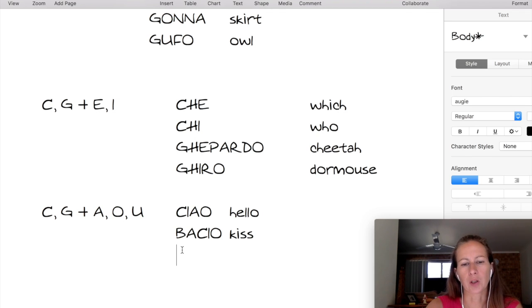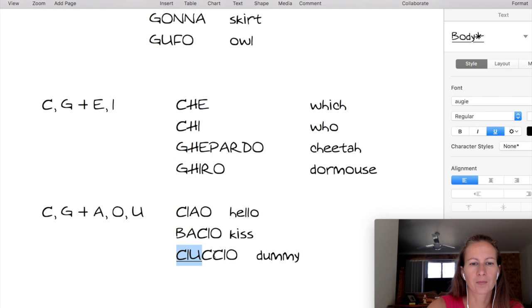The same we will do with U. So if we want to create Ciu, we'll put an I in between C and U. As for example, in ciuccio. Ciuccio is a dummy, and it has two hard pronunciations which are made soft. Cio, ciu.